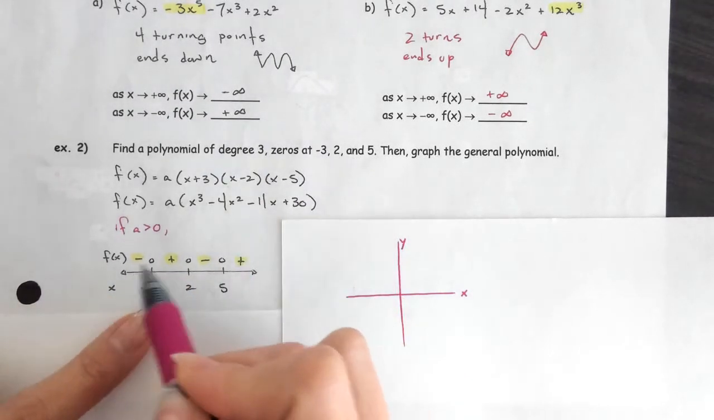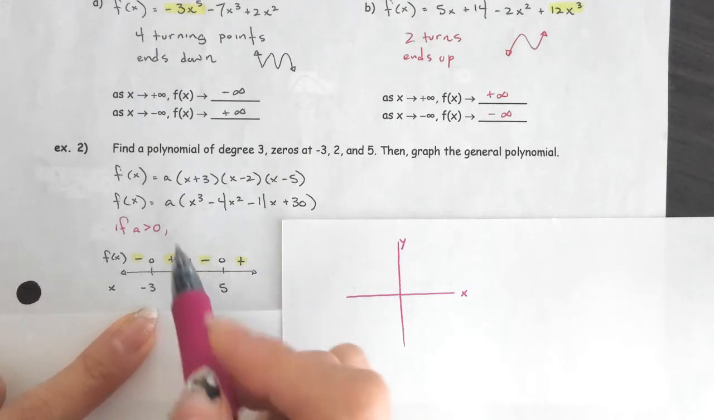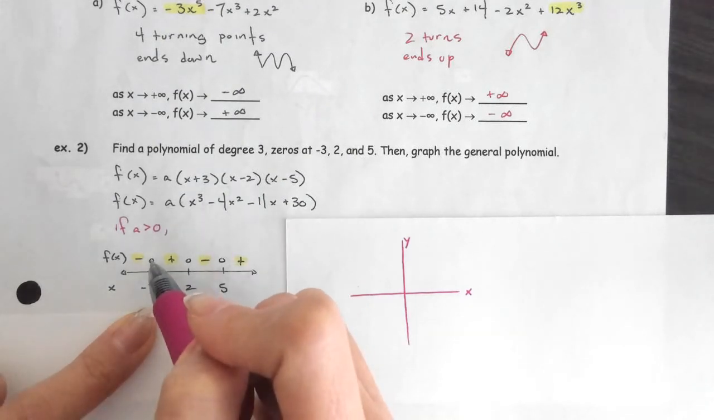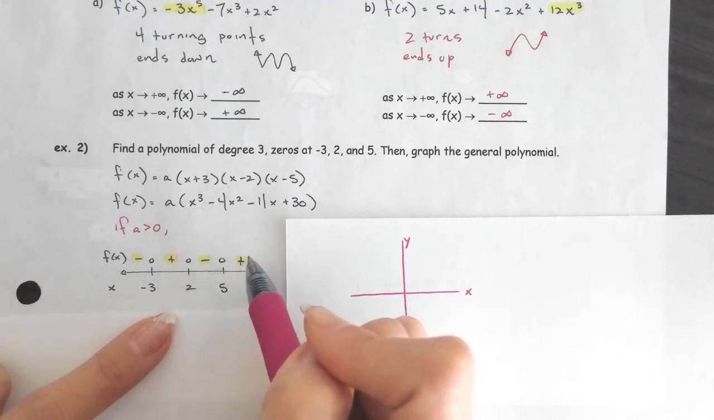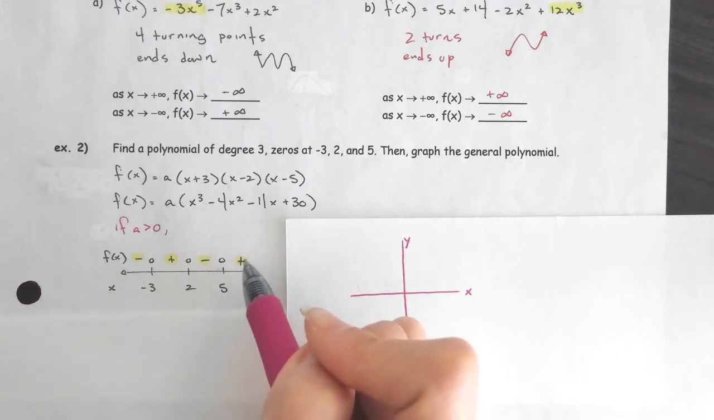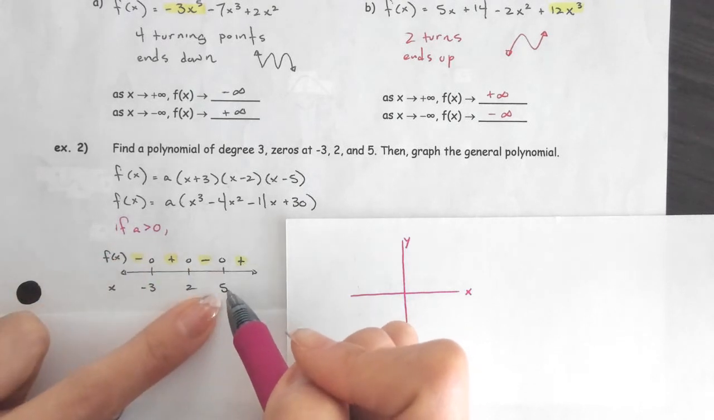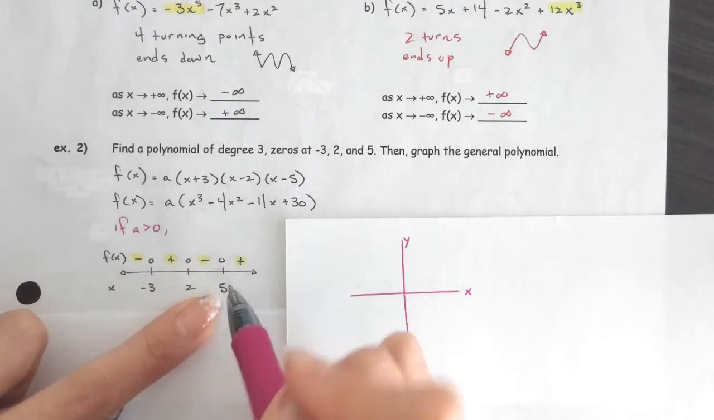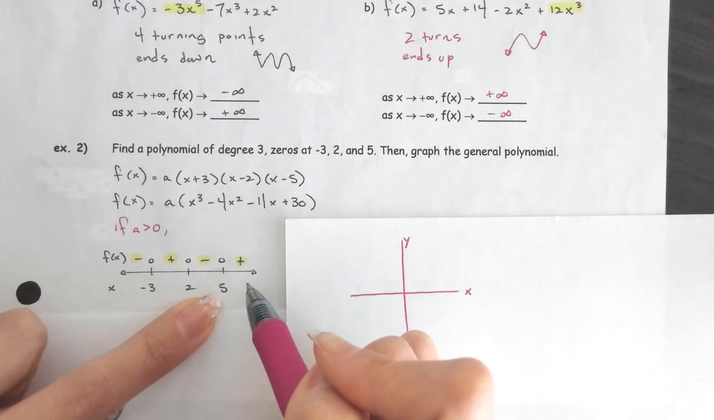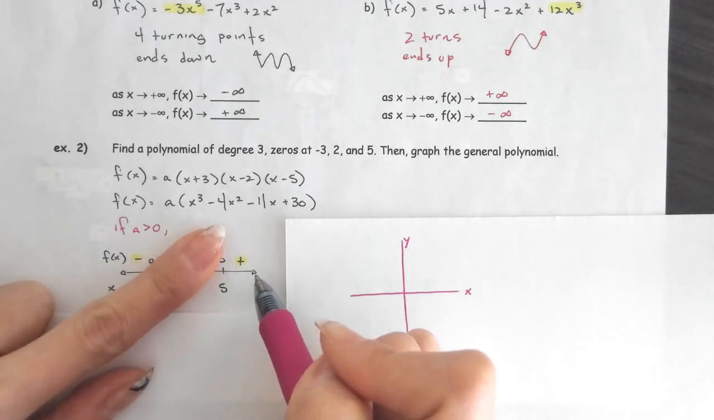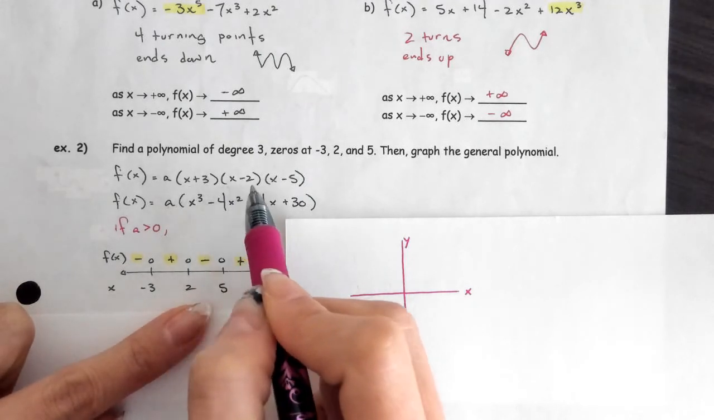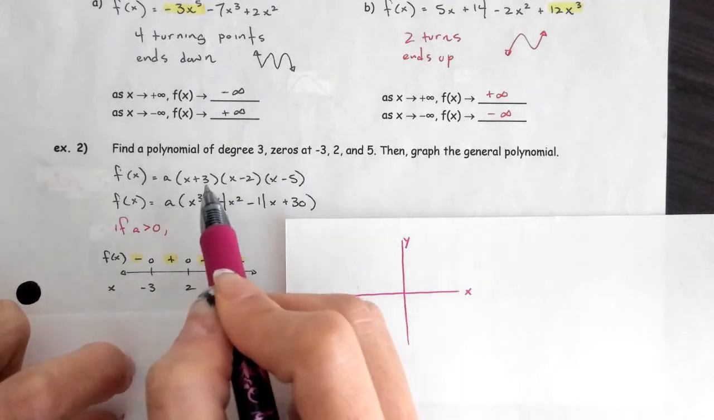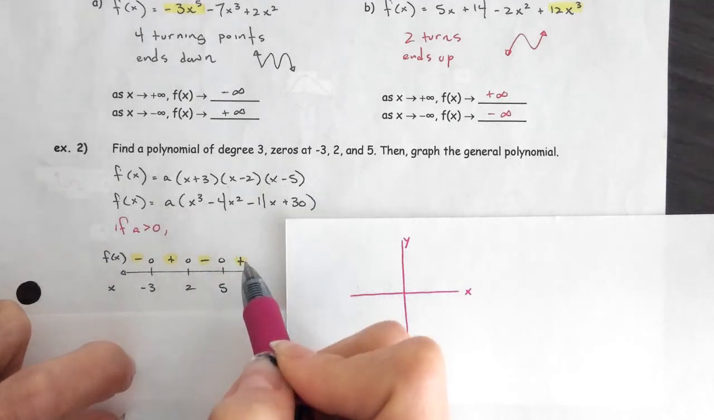How come there's these little circles and pluses? Because at -3 I have a 0, at 2 I have a 0, at 5 I have a 0. What about to the right of 5? How do I know that that's going to be positive? You can do a couple things. You pick any number bigger than 5, like 10. Plug in a 10, you get a positive. Positive times a positive times a positive is positive.